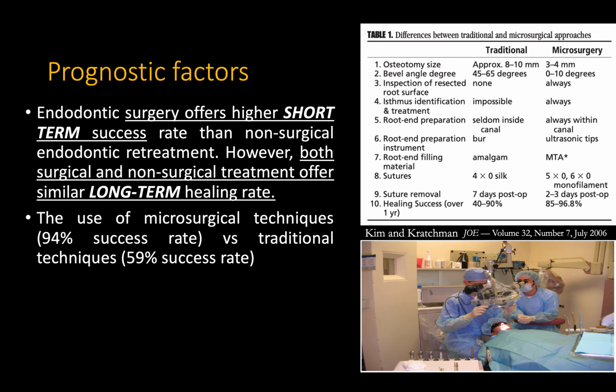Now, what about the outcome of endodontic surgery? Both root canal retreatment, so the orthograde approach, and the periapical surgeries, they are valid and highly predictable treatment options for managing endodontic failures. Studies have shown that endodontic surgery will give you a higher short-term success. So if you have a periapical lesion, in 2 cases, one case you treated surgically and the other one you treated non-surgically, on the short term, the surgical treatment will give you better or higher success.